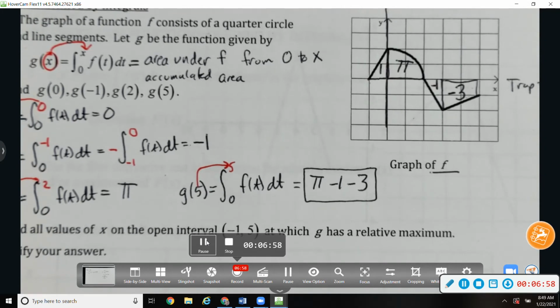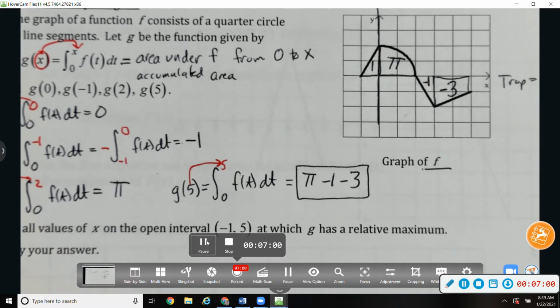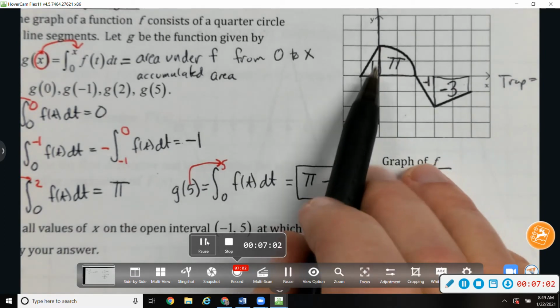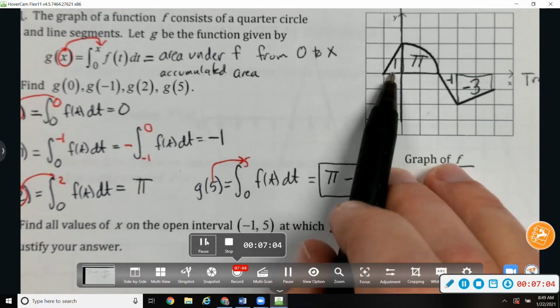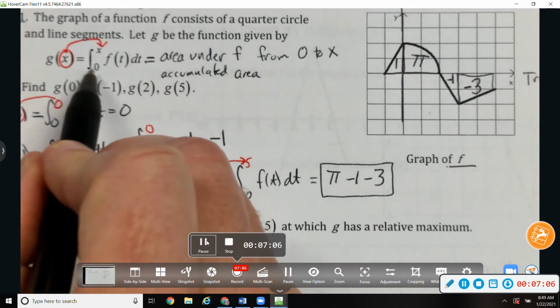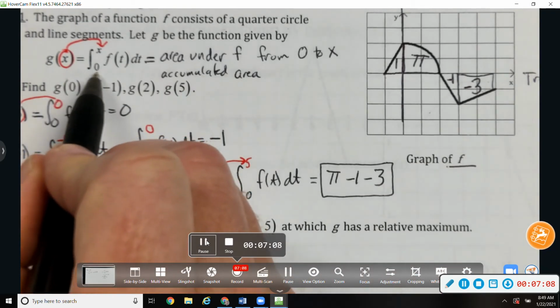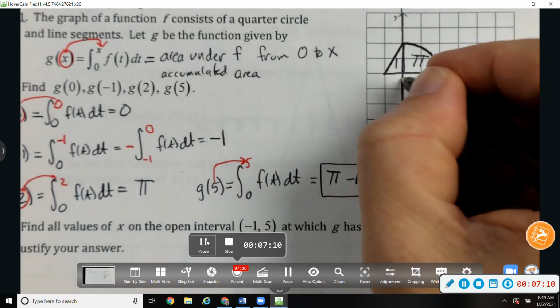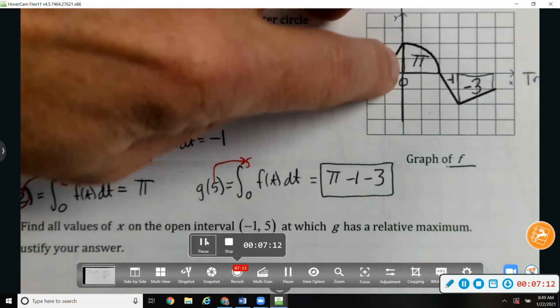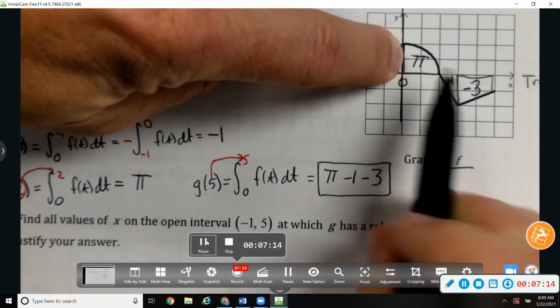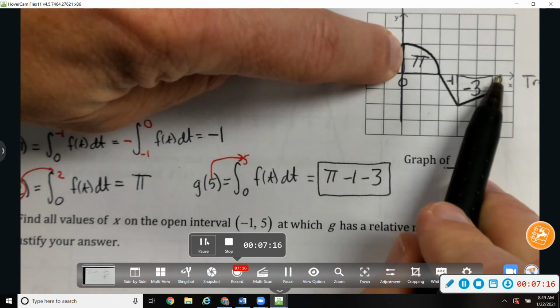What about the other one that's behind? This one? Yeah. So good question. What about this one? Well, g of x is defined to start at 0. So at x equals 0, I don't even look at that. I just want to count the area starting from 0 moving forward.